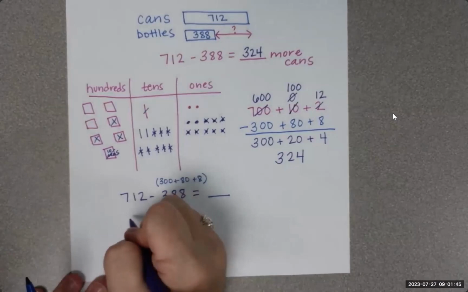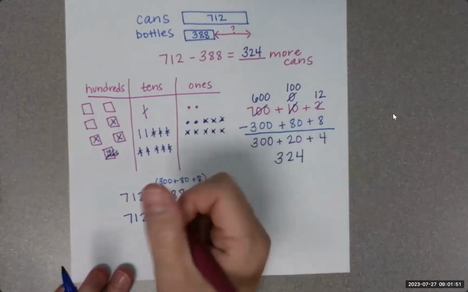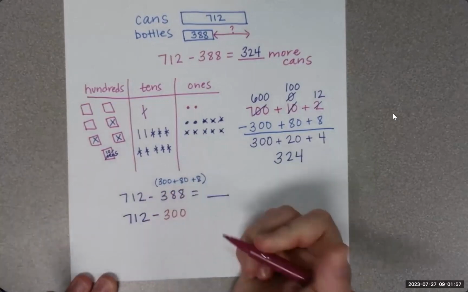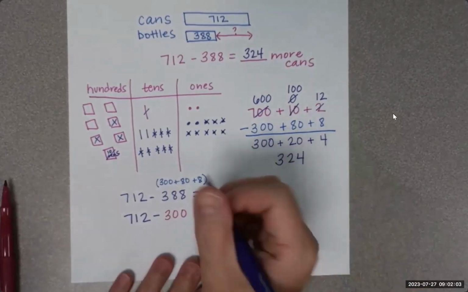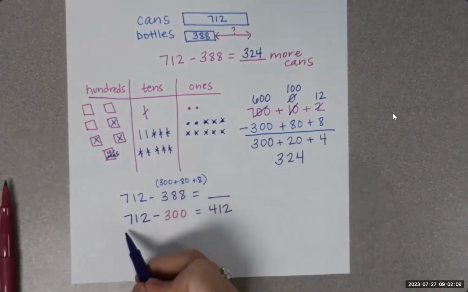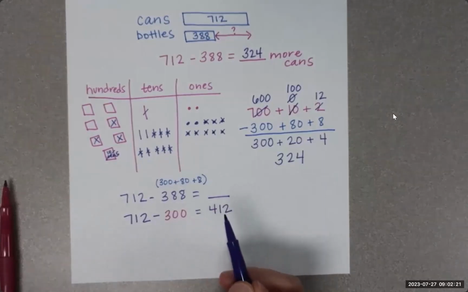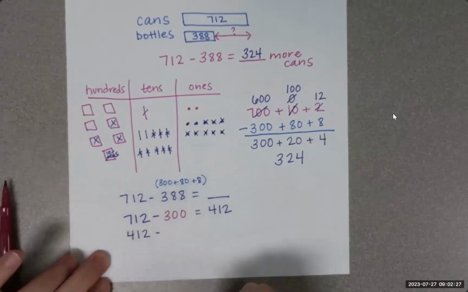So I have 712. And I'm going to start out by subtracting 300. I'm going to go ahead and subtract 300 here. So 712 minus 300, I'm going to be left with 412, right? Because I had 700s, and I'm going to take away those 300s, and I'm left with 412. Now remember, partial differences. I'm subtracting in parts. So now what do I have left of that total number? In this case, that 712 was the number of cans. I now have 412, right?